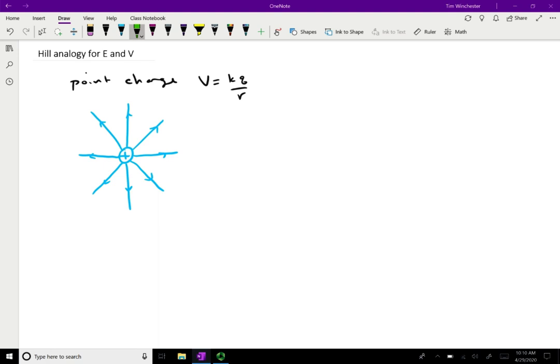Looking at the formula, I can see that at a given r, some distance from that charge, the potential will have some value. I don't know what the value is, but I could calculate it if I have the charge and the distance. So let's just pick a value for r. If I draw a circle at that radius, everywhere along that circle will have the same value for the potential, because it's all at the same distance from the charge. Let's say that's 10 volts.